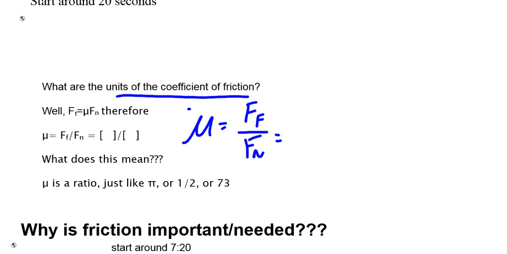We know friction's a force, so it's measured in newtons. And we also know that the normal force is a force, so it's measured in newtons. And so dividing newtons by newtons, we see that they cancel out. And we get no units.